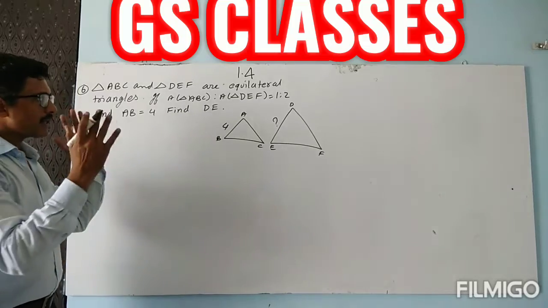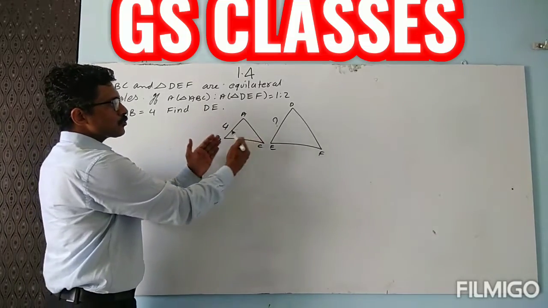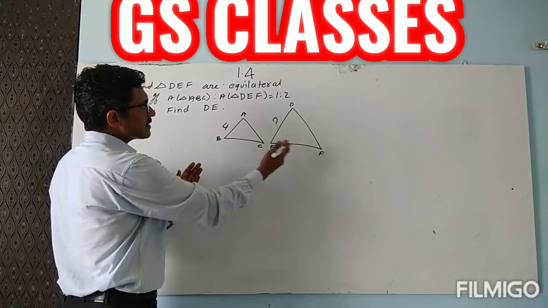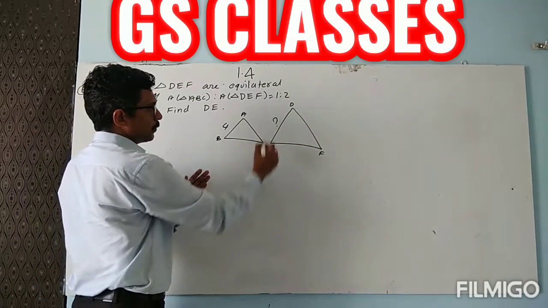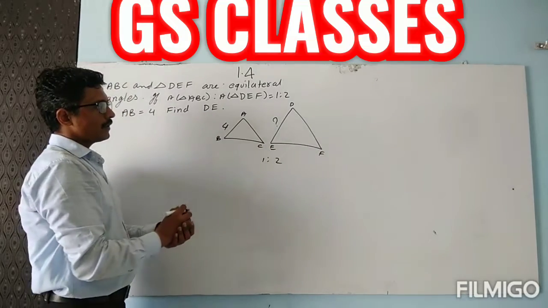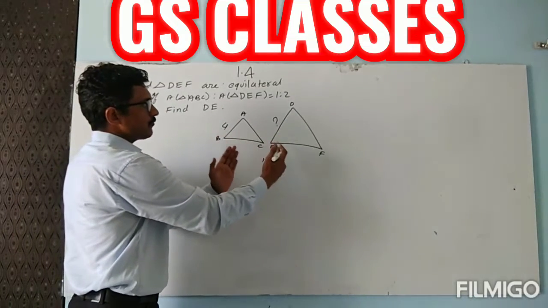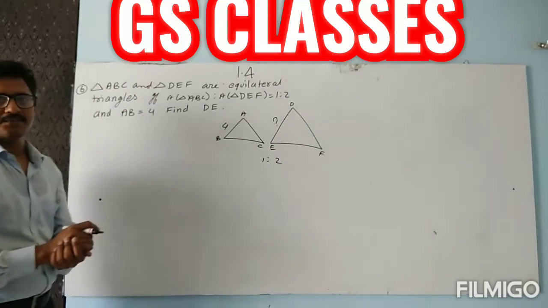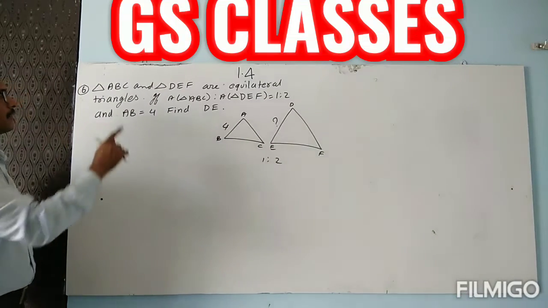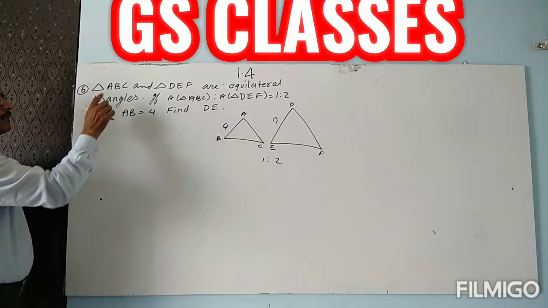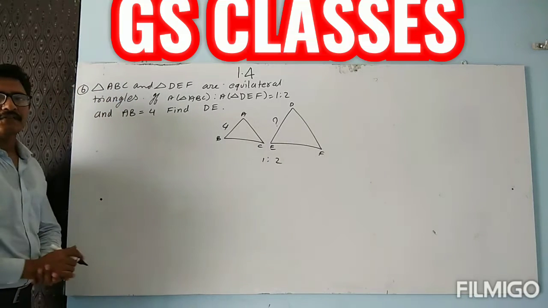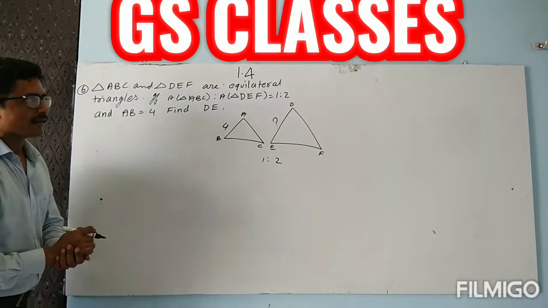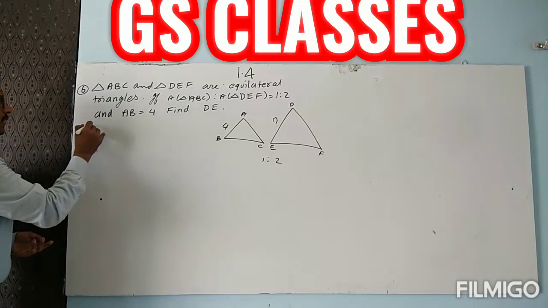So again, what they are giving in the question? They have given us two equilateral triangles. Ratio of their areas they have given us as 1:2. This value is 4 and this value they are asking. Children, one point you must mention here, that first of all, these two triangles are similar triangles, that we have to prove. Of course, all equilateral triangles are similar triangles. But in this question, we will start this way.